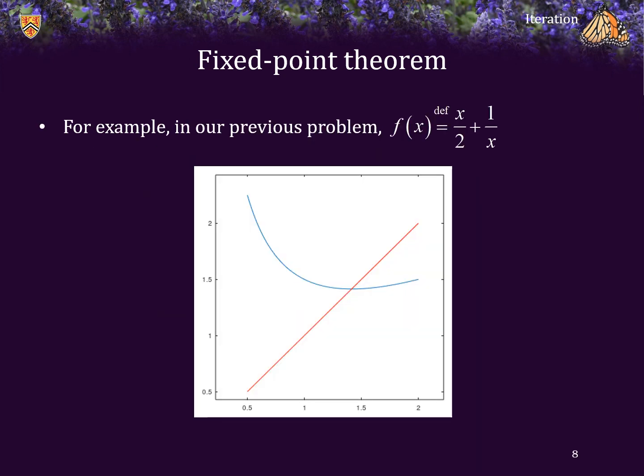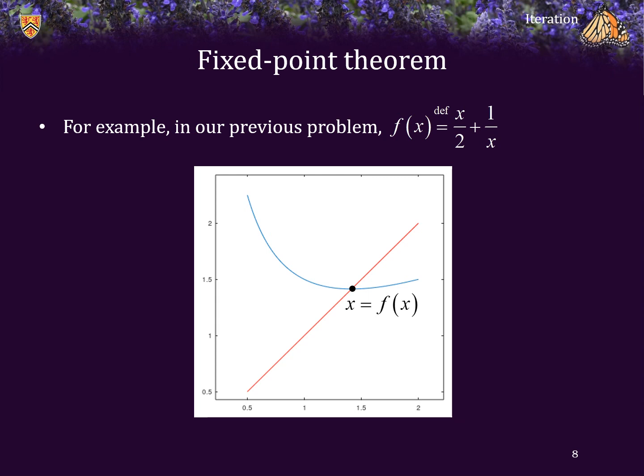Now let's look at the problem we just looked at. Here we see a plot of both y equals x and a plot of y equals x over 2 plus 1 over x. You will note that the value square root of 2 appears to be the point where x equals f at x. Consequently, if we start with an initial value and we start iterating, it should converge to that point.